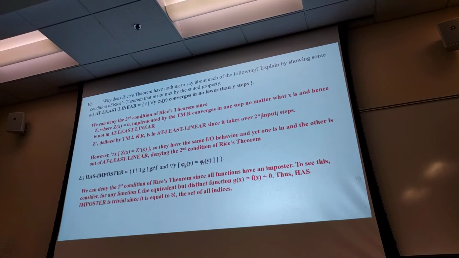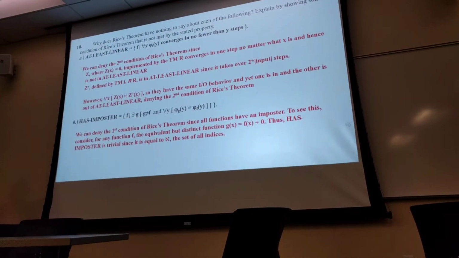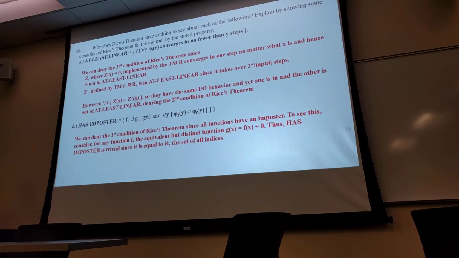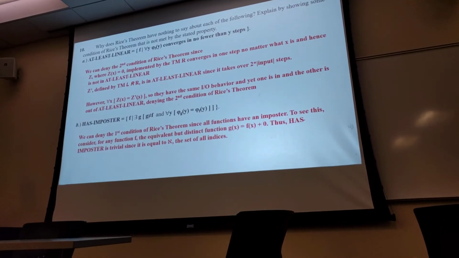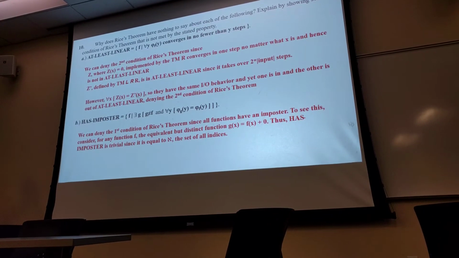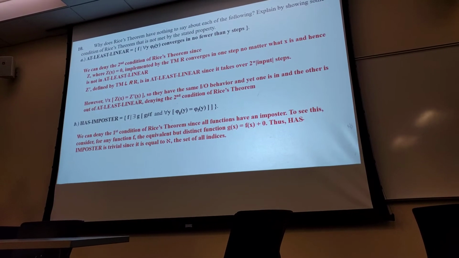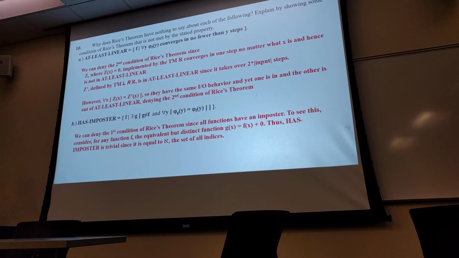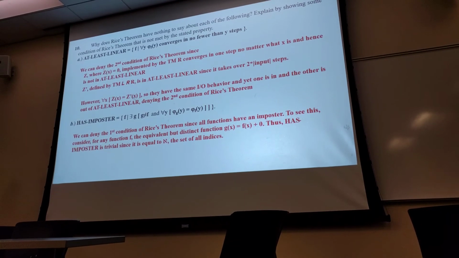Prevent Rice's theorem from working. B is the first of those, actually. And it's the one that says it's a trivial property. So the one that says I want the index for functions such that there's some other function, so it's got a different index, but it turns out it has the exact same mapping from input to output.